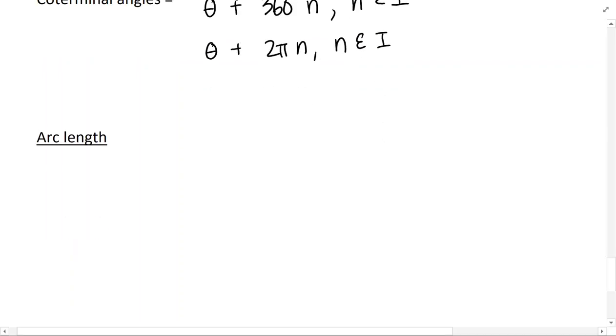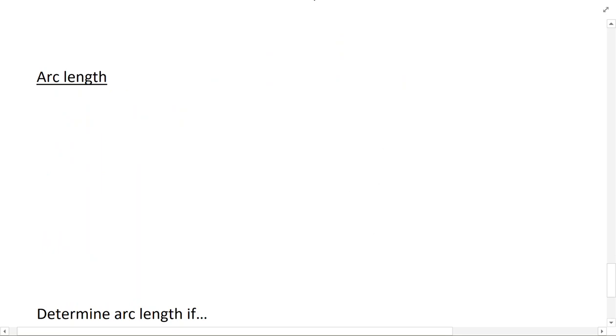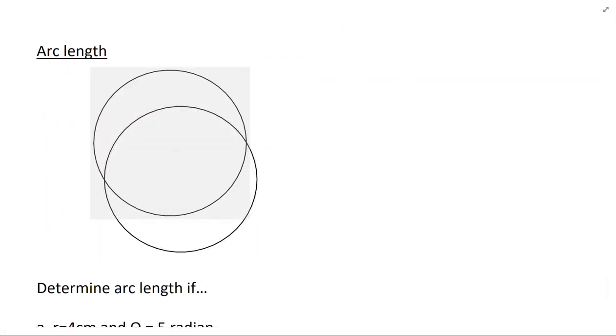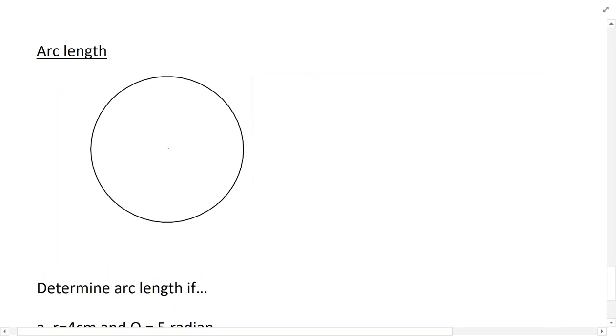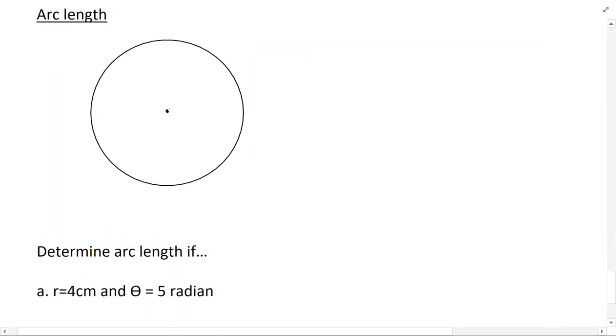All right, last thing here. Arc length. What the heck is that? Okay, so when we have a circle, again, with a center in the middle, and we have some radius, and we have some angle, that would create some length on this side there. That distance on the circle is what we call the arc length.